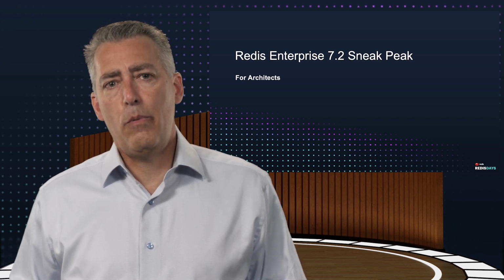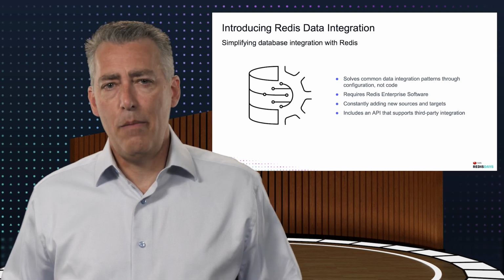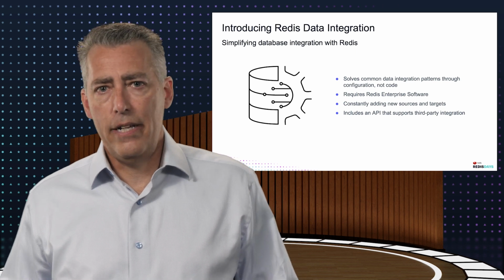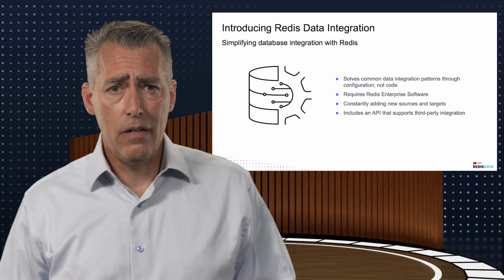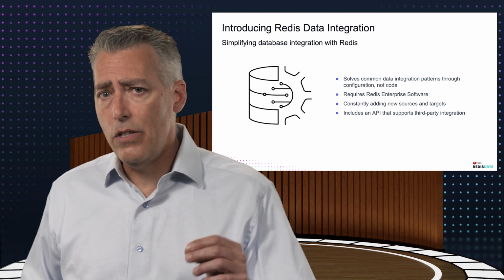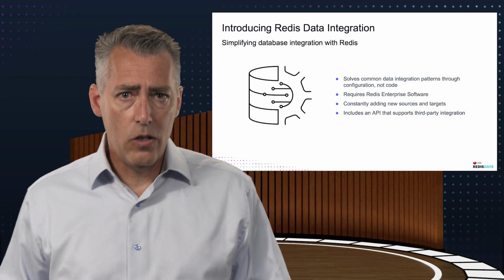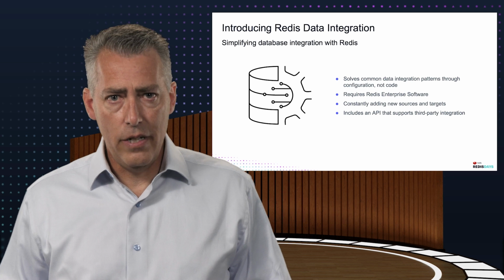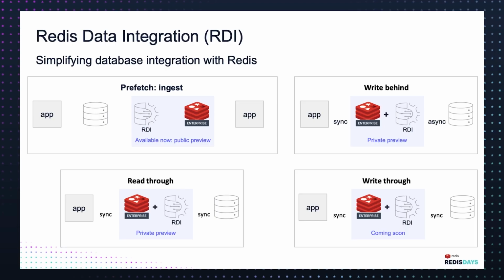Now we're going to take a look at a new set of capabilities that we're introducing as part of Redis 7.2. Redis is often used in conjunction with many other databases. What we've heard is that many of you, whether you're developers or architects, would like to make the movement of data between Redis and these other platforms easier. So to simplify the most common use cases, we're introducing a set of capabilities to Redis Enterprise called Redis Data Integration. We are starting with a software-based solution, and it's open and extensible to allow for third-party integration.